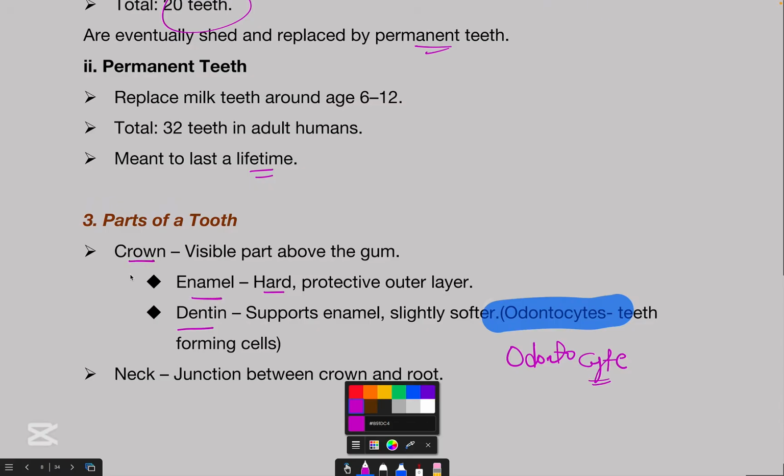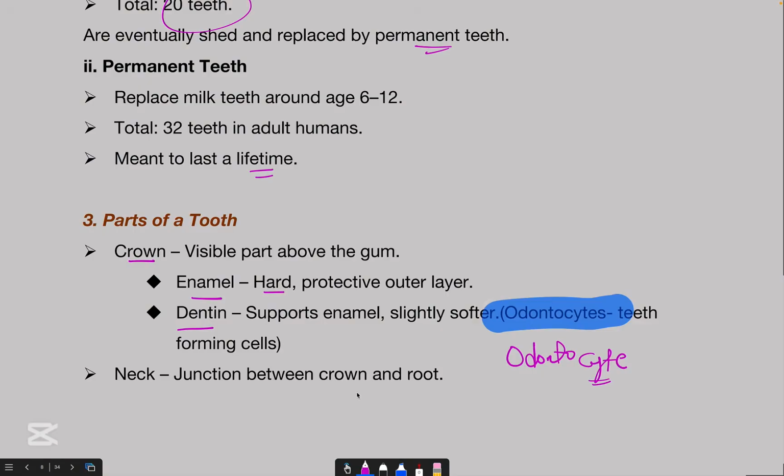Like we said, the tooth is divided into three parts: the crown, the neck, and the root. The crown comprises the enamel and the dentine. The dentine contains the odontocytes, which are the teeth-forming cells. So they may ask you, which of the following is the teeth-forming cell? The correct answer is what? Odontocytes. Are you getting it?